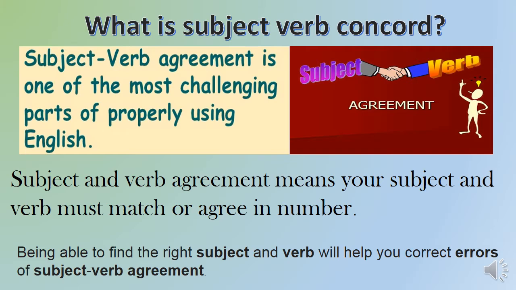Subject is a noun or pronoun that tells us what the sentence talks about, and the verb represents the action in the sentence. Then what does subject verb concord or agreement mean? It means that the subject and the verb in a sentence should match or agree. Otherwise, the sentence will not sound right and it will be an error. So let's understand the basic rules of subject verb agreement.